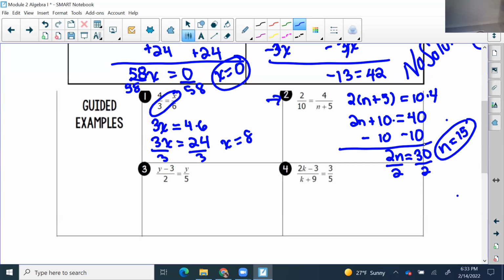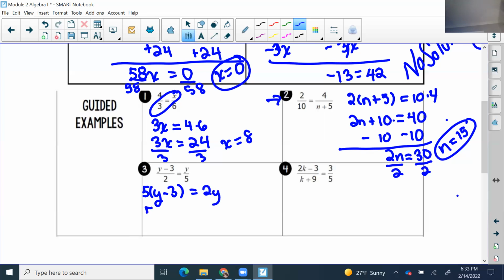Okay, so let's try another one. This one we have variables on both sides of our equation. So I'm going to do 5 times the quantity of y minus 3 is equal to 2 times y.